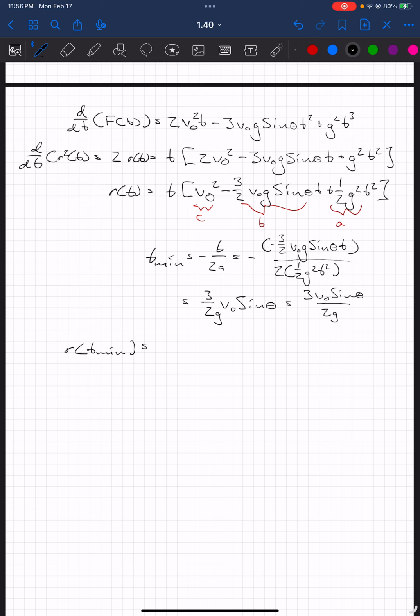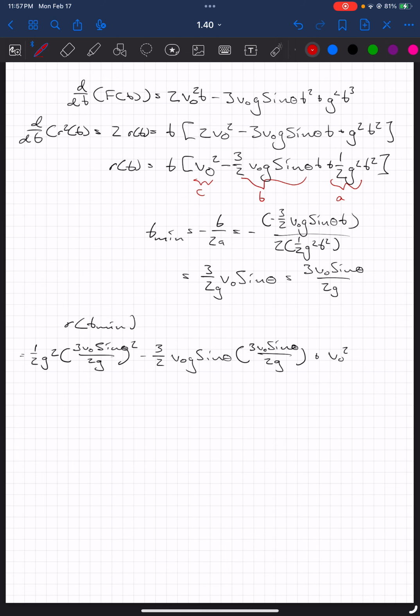Now we plug this back into our function, so r of t min. It's quite long, so I don't want to write this out here. We get 1/2 g squared times 3 v naught sine theta over 2g squared, minus 3/2 v naught g sine theta times 3 v naught sine theta over 2g, plus v naught squared all by itself.